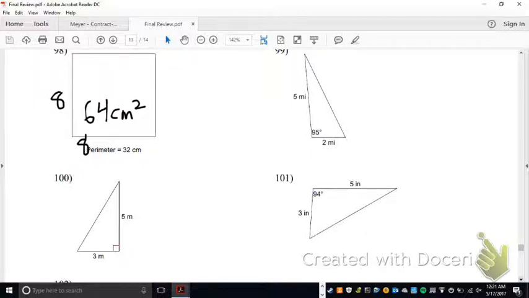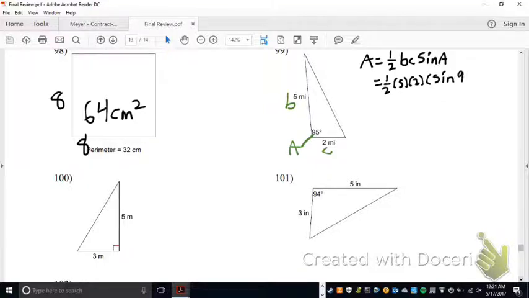So the area of a triangle when given side angle side. So note the area of a triangle is 1/2 BC sine A. So here, the two sides are B and C, and this is angle A. So we need two sides and the included angle. So 1/2, 5 times 2, those are two sides, and the included angle, sine of 95. Those 2's cancel out, so we have 5 times the sine of 95.